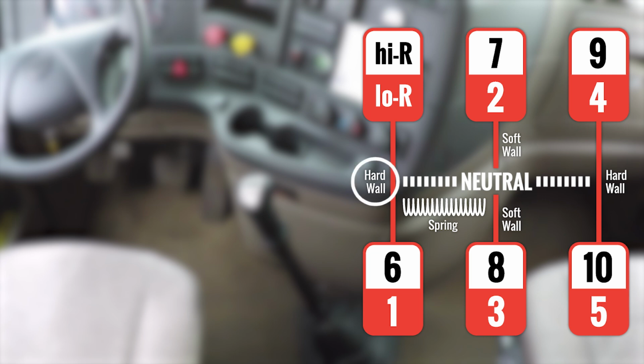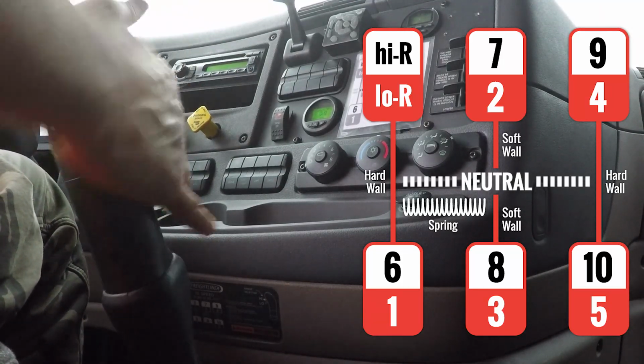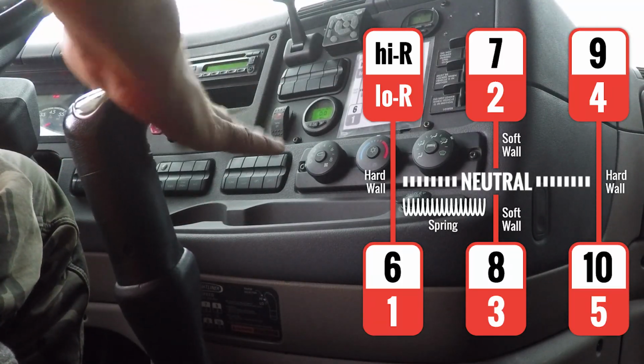The left hard wall will help them find high and low reverse and first and sixth, depending on the position of the splitter. The right hard wall will help them locate fourth and ninth and fifth and 10th, depending on the position of the splitter. And the soft wall will take them to second and seventh or third and eighth, again, depending on the position of the splitter.